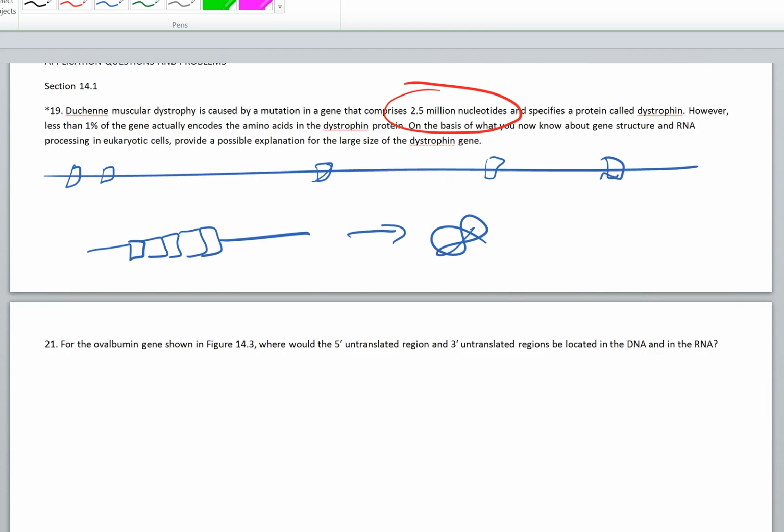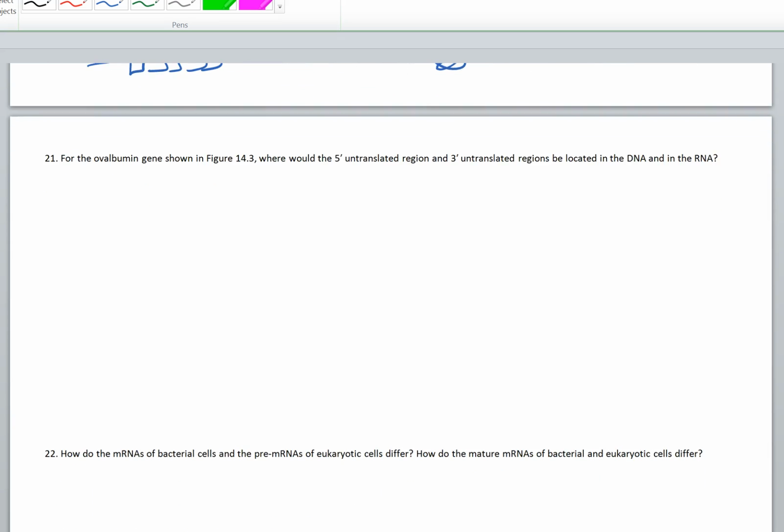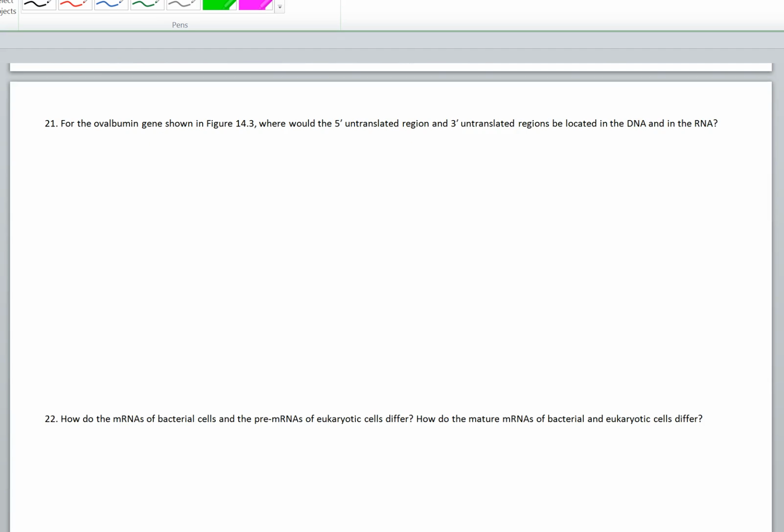These introns are not just some sort of random, unusual thing. They're really important parts of genes, and there are actually genes where the vast majority of the gene is introns. For the ovalbumin gene shown in figure 14.3, I'm going to go find what that looks like. So I'm going to the ebook on my other computer. Getting high tech on you.